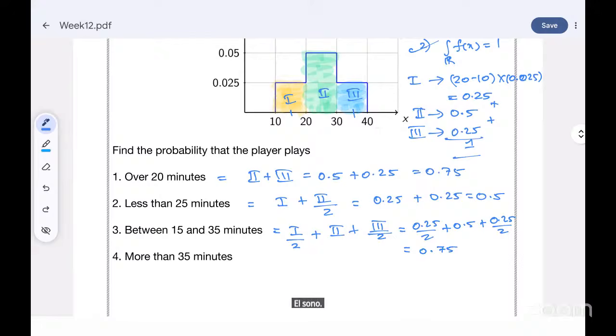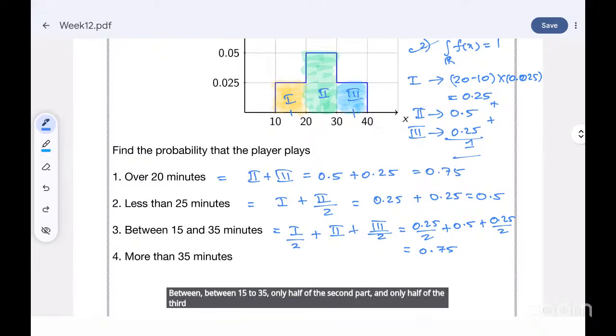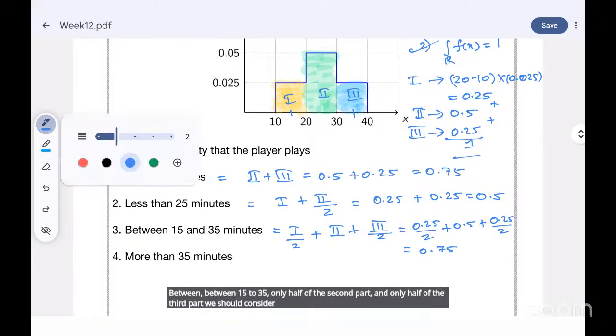Then why are we taking the second one, the probability is 0.5. Yes, we are considering this. Between 15 to 35, only half of the second part and only half of the third part we should consider. Why is it that way?